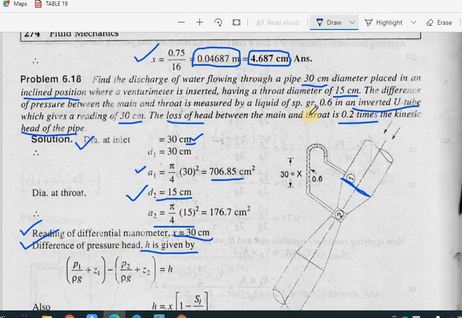Let me check whether the liquid which is in the U-tube is lighter than the liquid which is flowing in the pipe. It is saying that water is flowing in the pipe, and the pressure between the main and the throat is measured by a liquid of specific gravity 0.6. As you can see over here, the liquid which is flowing in the pipe is heavier because water's specific gravity is 1, and the liquid in the inverted U-tube manometer has a specific gravity of 0.6. That means the heavier liquid is flowing in the pipe and the lighter liquid is in your U-tube manometer. So we need to use this formula, okay?